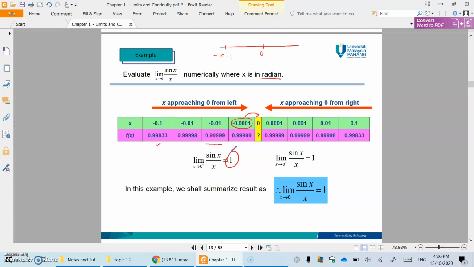From the right hand side, if you start with 0.1 as proposed in the table, moving forward to 0, we have 0.9998, and also approaching number 1. So in this example, we summarize the result as: the limit of sin x over x as x approaches 0 is equal to 1.